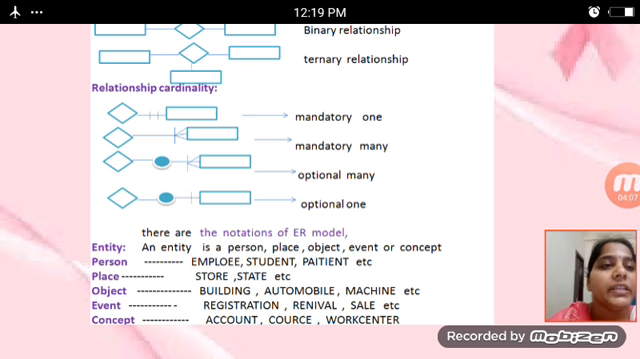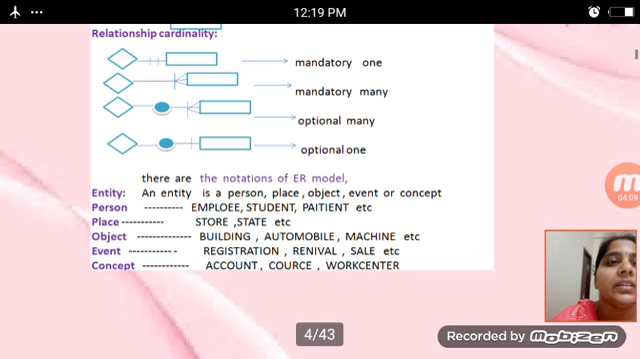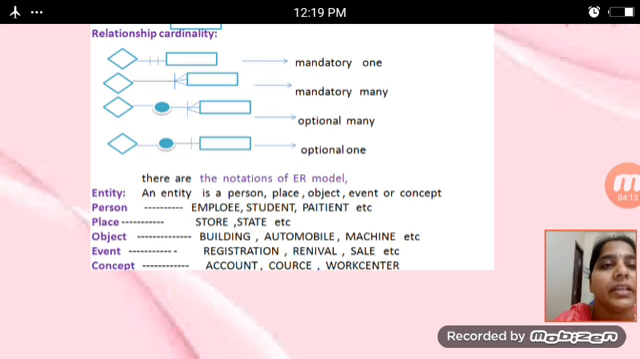And after that, there are the notations of ER models. Earlier I told what an entity is. An entity is a person, place, object, event or concept. Next we talk about a person. For example, I am taking employee, student, patient, like that. Anything we are taking on this.